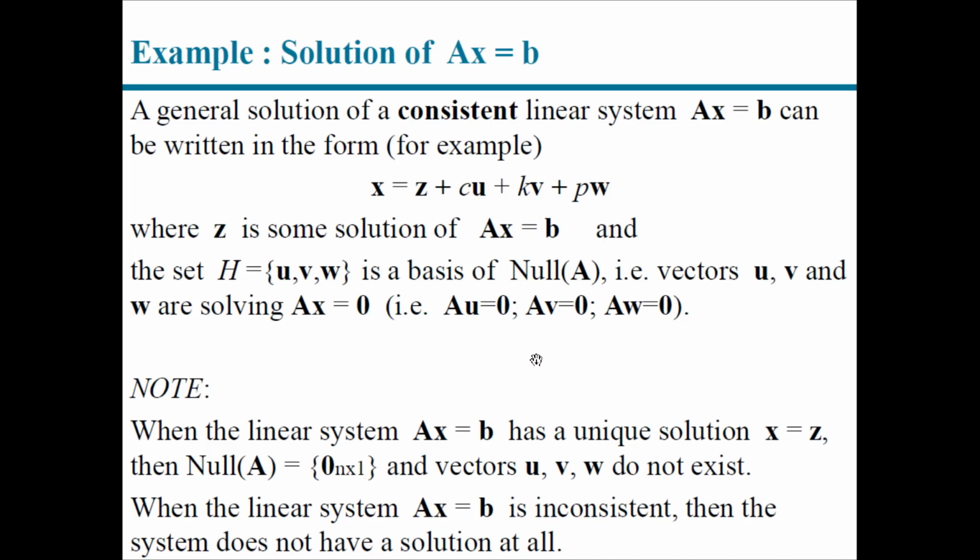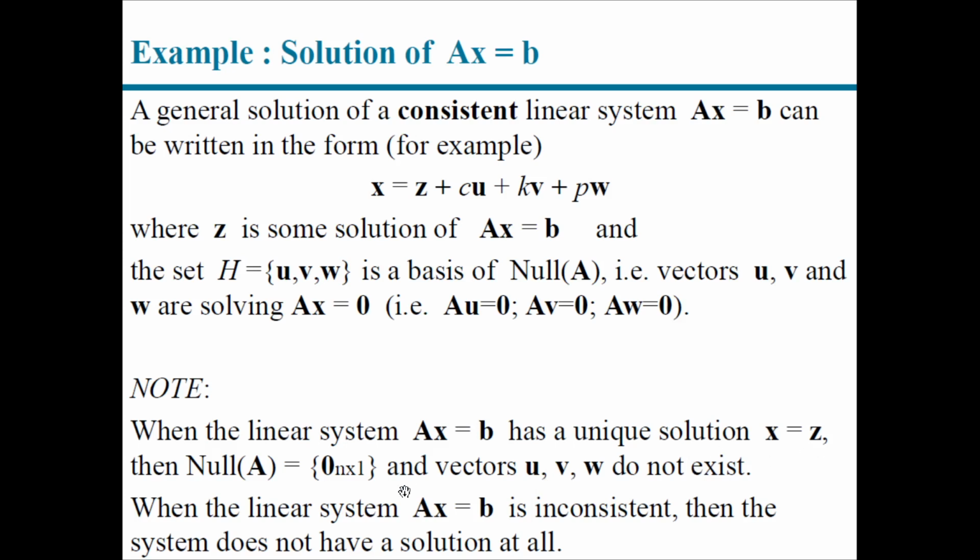Very interesting. Just an observation, nothing special. So obviously, if the linear system has a unique solution, then the only solution is x equals z. In that case, the null space is 0, so the vectors u, v, w just don't exist. It's just one unique solution, x equals z, in that case.